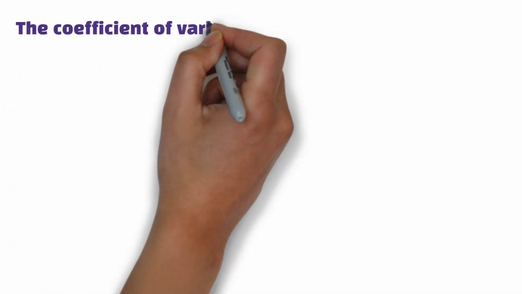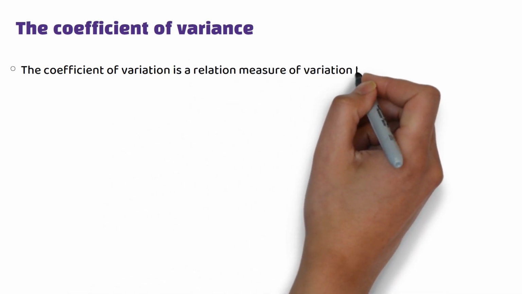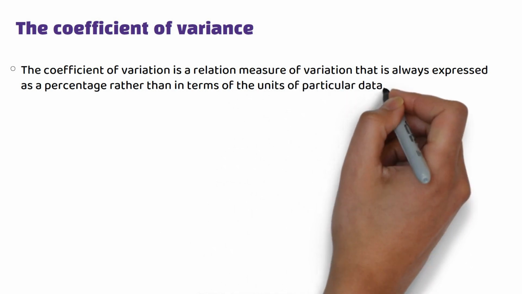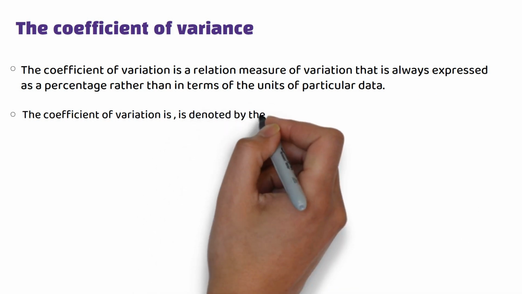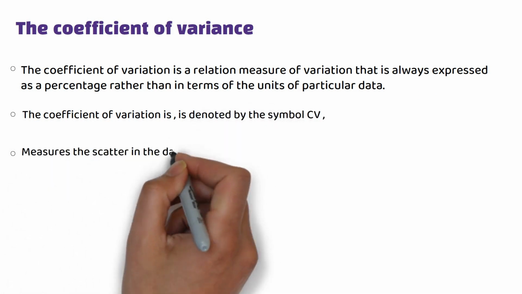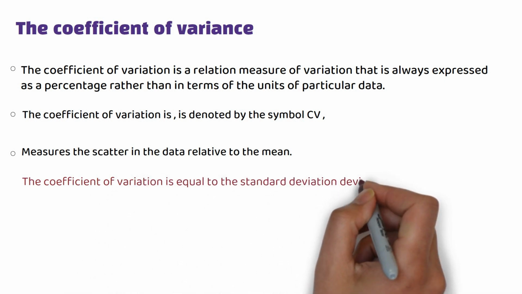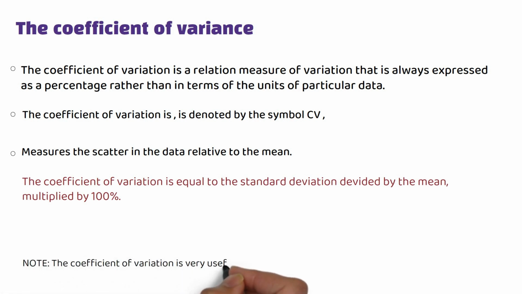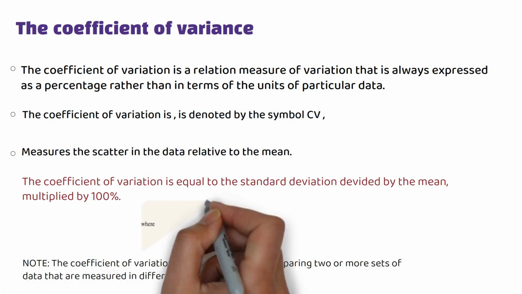Finally, we are going to discuss coefficient of variation. The coefficient of variation is a relative measure of variability that is always expressed as a percentage rather than in terms of units of the particular data. The coefficient of variation, denoted by the symbol CV, measures the scatter in the data relative to the mean. The coefficient of variation is equal to standard deviation divided by the mean multiplied by 100%. A special note is that the coefficient of variation is very useful when comparing two or more sets of data that are measured in different units.